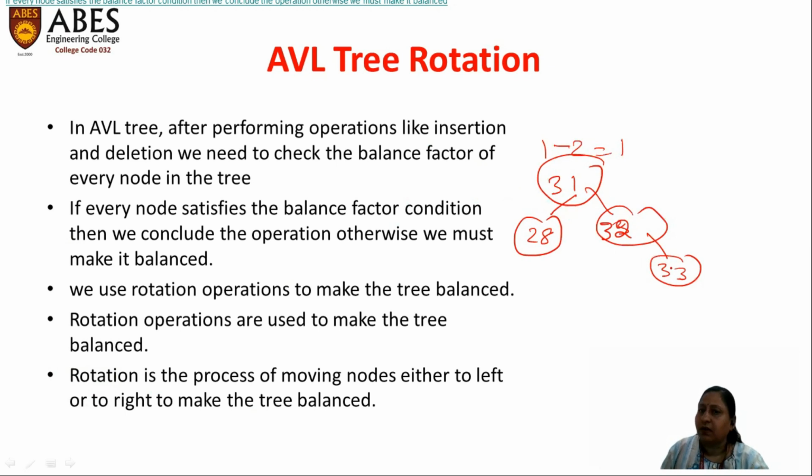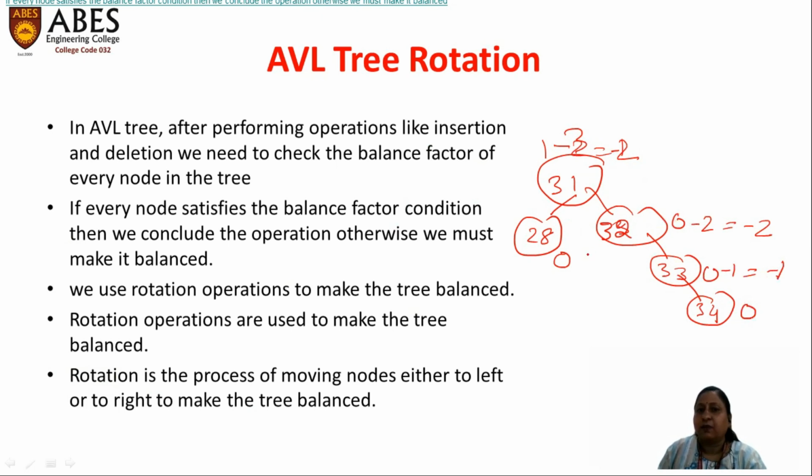That is 1. Okay, let's again insert an element that is 34. Now let's see. 0, 1. But 0, 1, 2, 3. That is 1 minus 3. That is minus 2. The balance factor here is 0. Here this is, let's see, 0. 0 minus 2. That is again minus 2. This is 0 minus 1. That is minus 1.